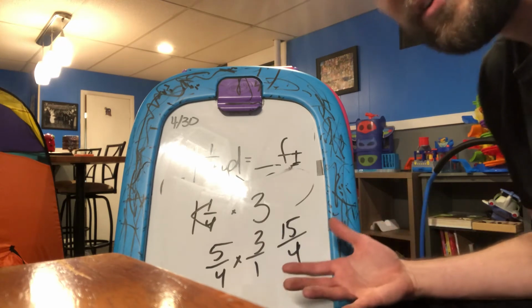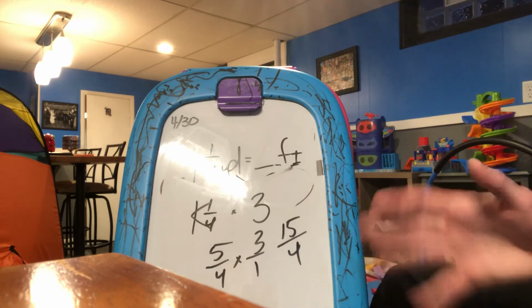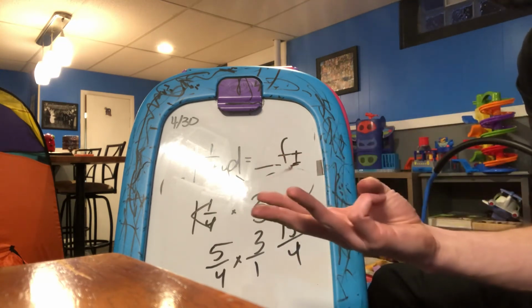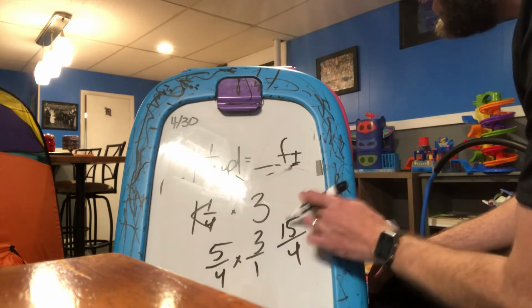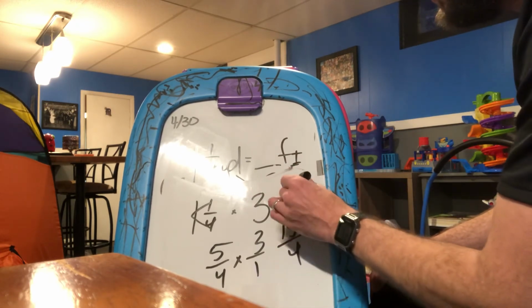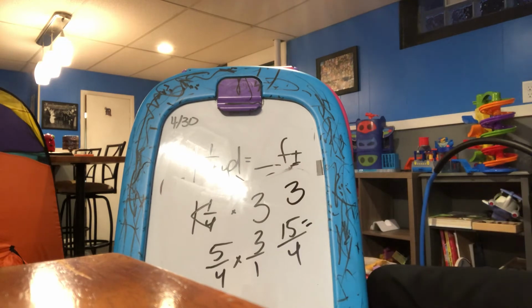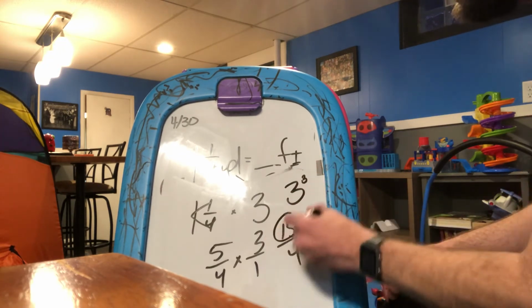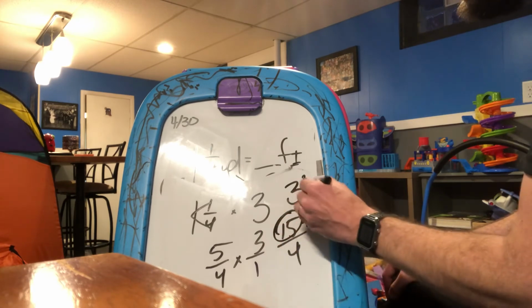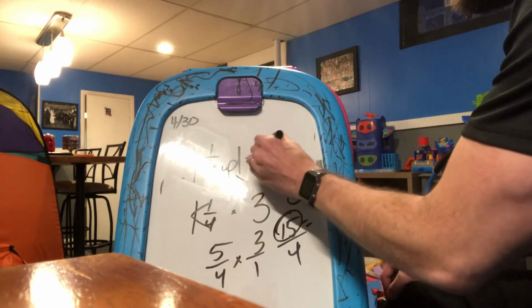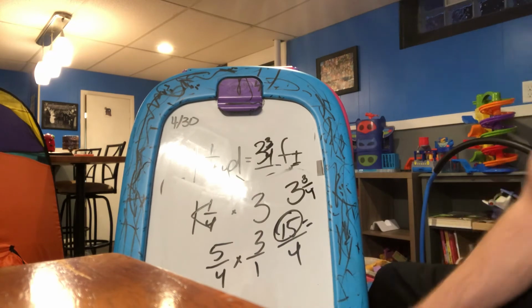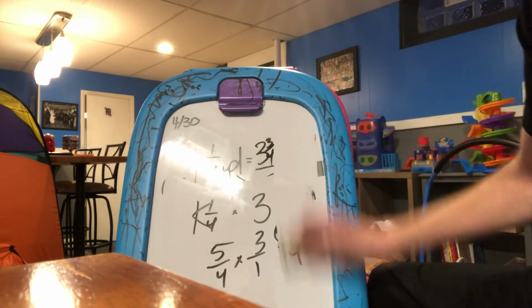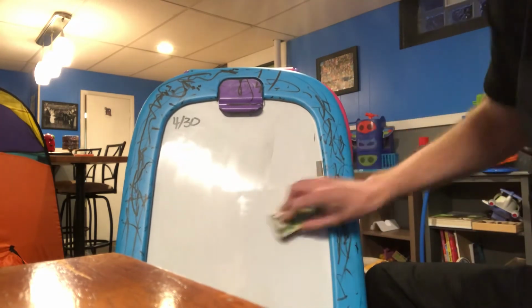4, 8, 12. You can't go more. So there's three wholes there, right? 3 wholes, and that got you to 12. So there's still 13, 14, and 15 left. So there's still 3 left. So it's 3 3/4. Awesome. We are on that last question, ladies and gentlemen.